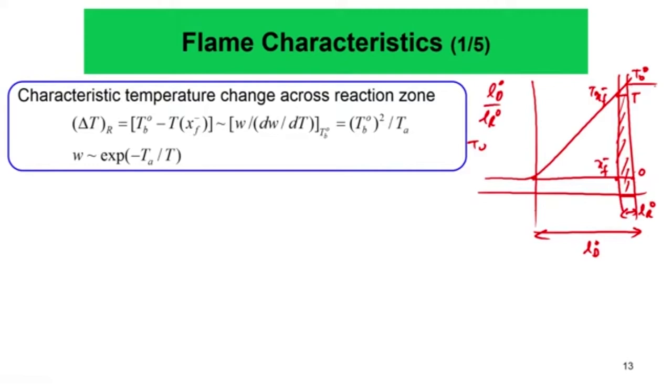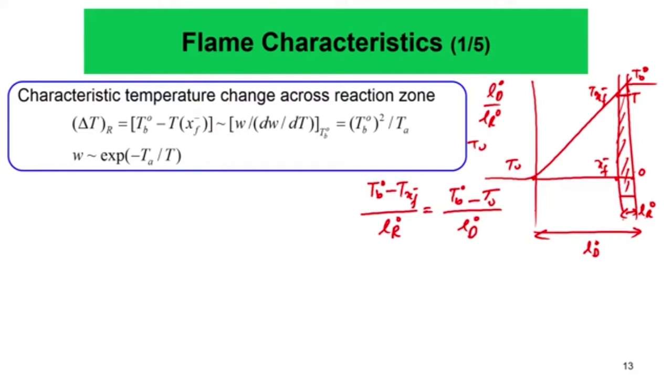And you see, this is the temperature that we are talking about. The temperature after combustion reaches the burnt gas flame temperature, which is the adiabatic flame temperature at that given equivalence ratio. And there is a small thickness, which is the reaction zone thickness LR0. Just before the reaction zone, the temperature is slightly smaller than TB0. So, we need to find out the ratio of this LR0 by LD0, that is the reaction zone thickness to the diffusion zone or preheat zone thickness. We will apply the similarity of triangles: (TB0 minus T at XF minus) divided by LR0 is essentially equal to (TB0 minus TU), the TU is here, divided by LD0.